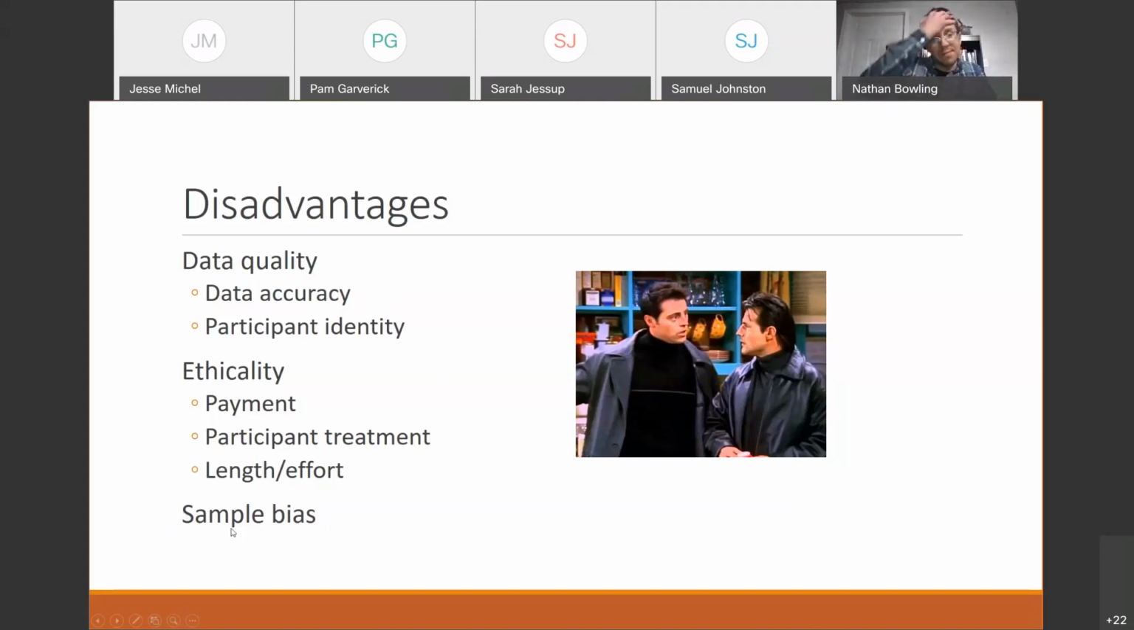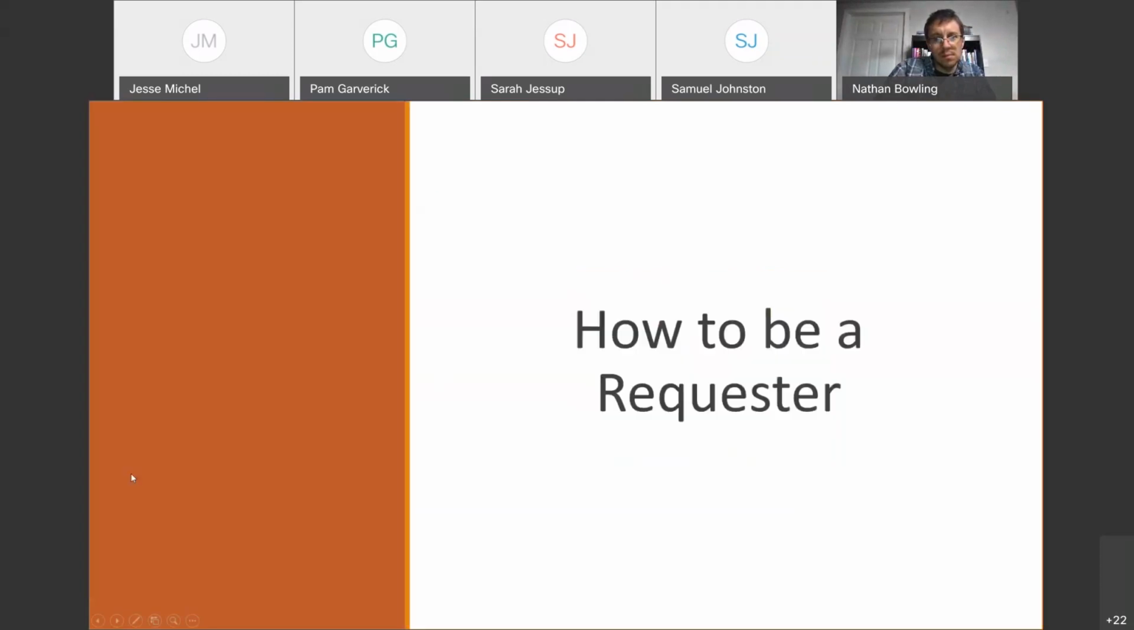But I would still argue that it's better than a lot of these other samples. Even samples that use MBA students, I think this is going to be a more generalizable sample. But sample adequacy hinges on the questions you're asking. And I still think it's a good resource.